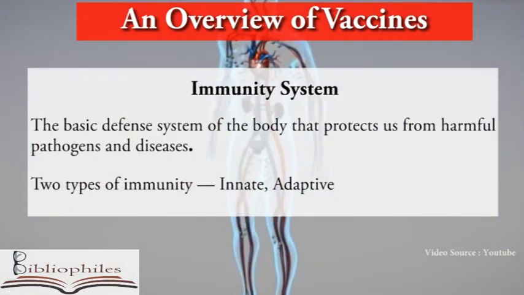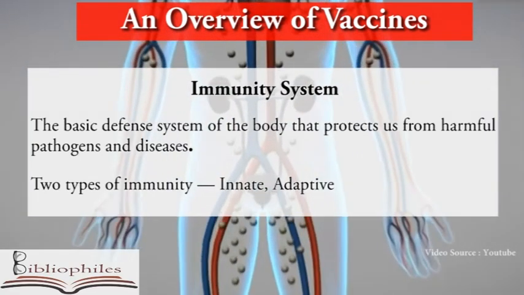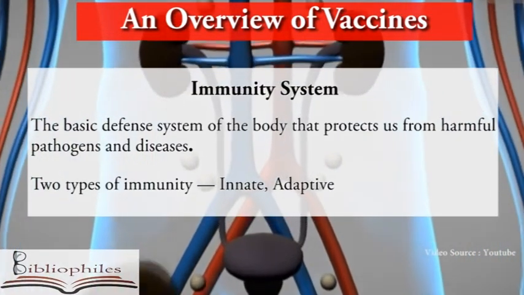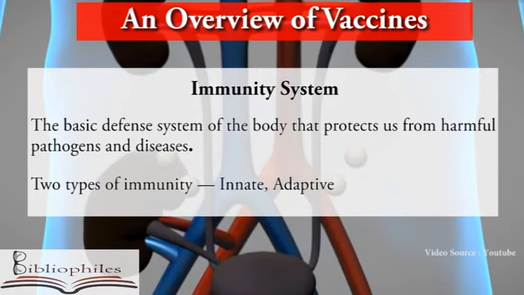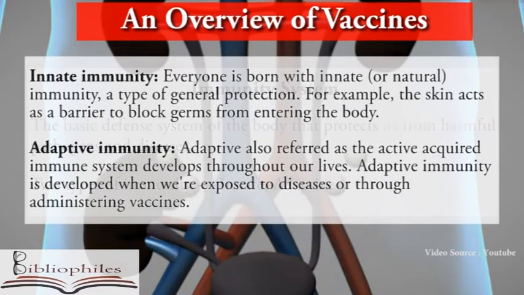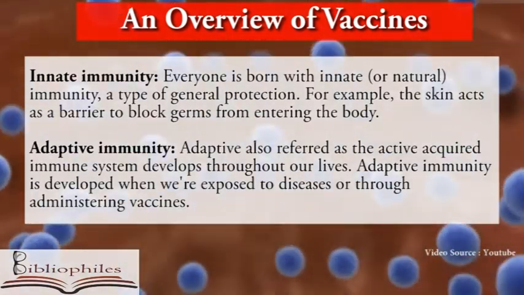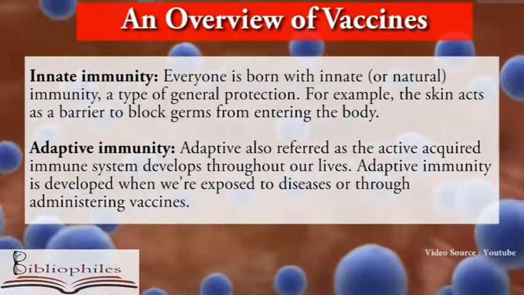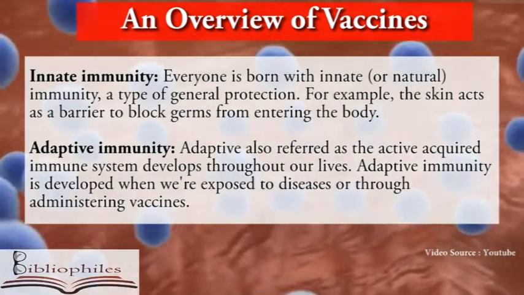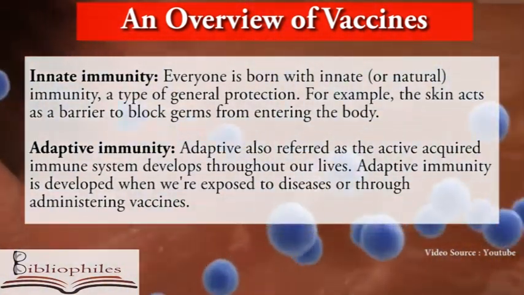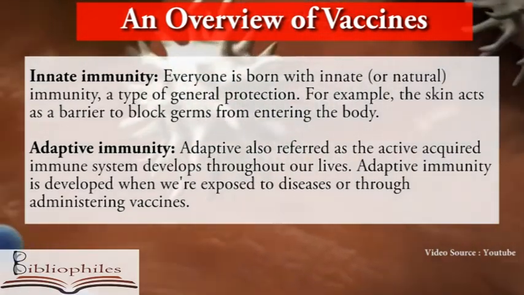Immune system is the basic defense system of the body that protects us from harmful pathogens and diseases. Humans have two types of immunity. One is innate and second is adaptive or acquired. Now, the innate immunity is like the natural immunity. Everybody is born with innate immunity, which is a type of general protection. For example, the skin of human body acts as a barrier to block the germs from entering the body, which is a type of innate immunity.